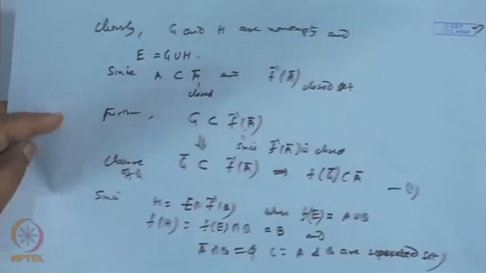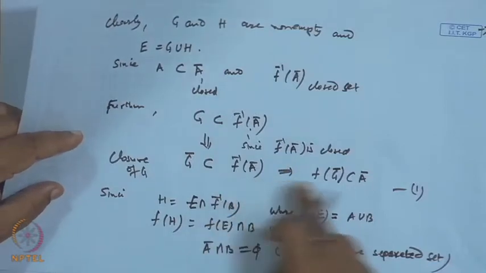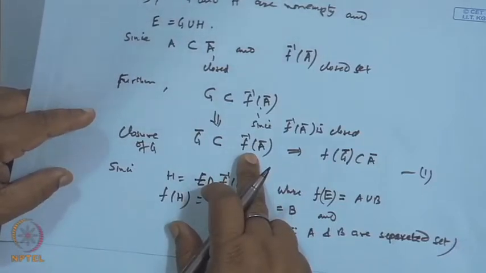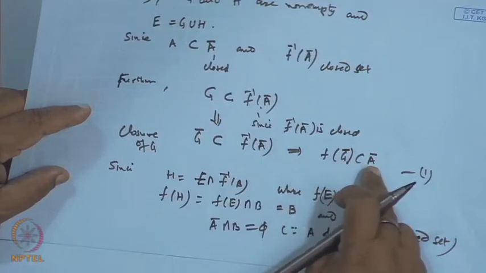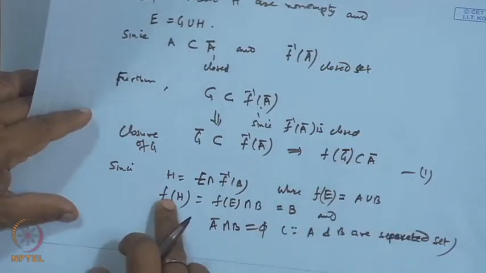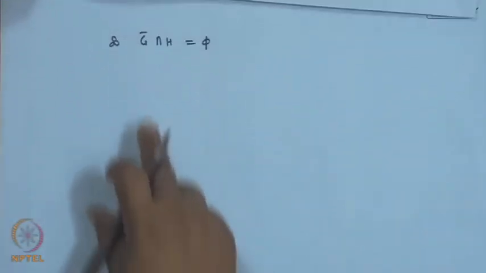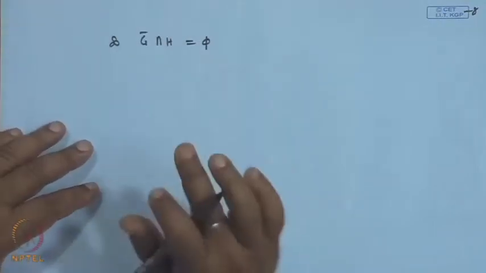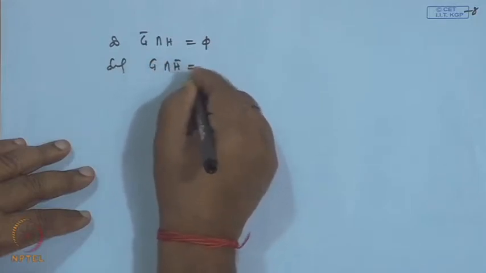Why? Because G bar is contained in this F inverse A, and H is B. F inverse A is contained in A bar, and this G bar is contained in F inverse A, and this H is E intersection of this. So, when you find the G bar intersection H, they will be disjoint, and empty. So, we conclude this. Similarly, we can say G intersection H bar is empty.